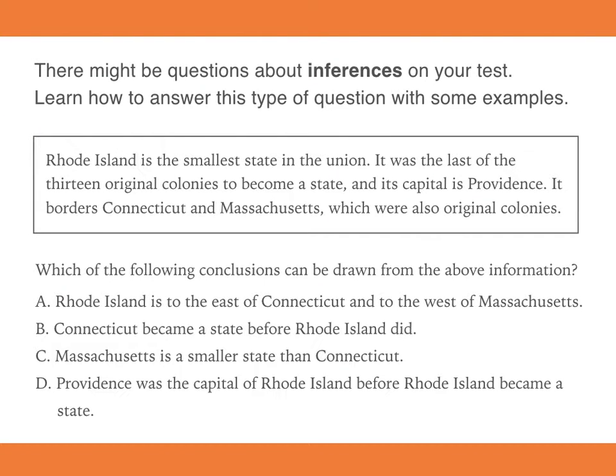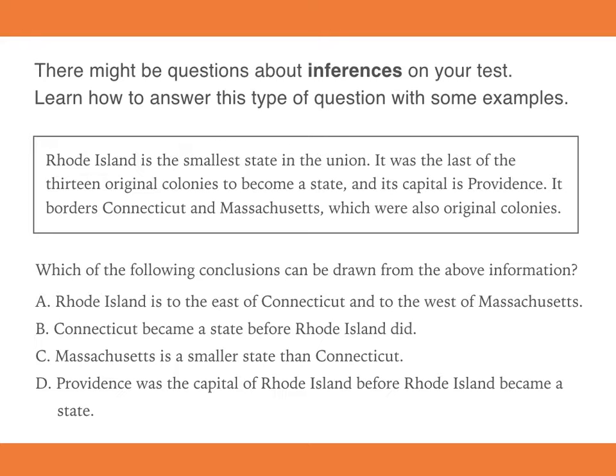Option B reads, Connecticut became a state before Rhode Island did. There's a time sequence suggested in the option. And the one that has something to do with time is the second sentence in the paragraph, which reads, it was the last of the 13 original colonies to become a state. This sentence helps us eliminate this option because Connecticut had no chance to become a state before Rhode Island did, since the passage says Rhode Island was the very last one of the 13 original colonies to become a state.